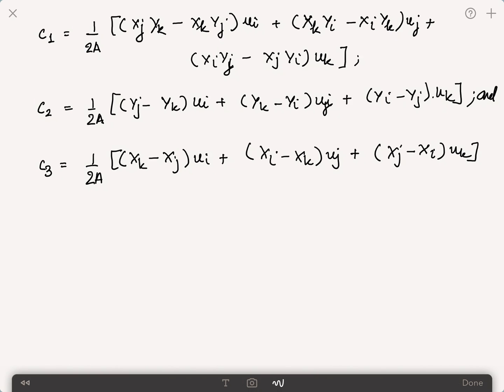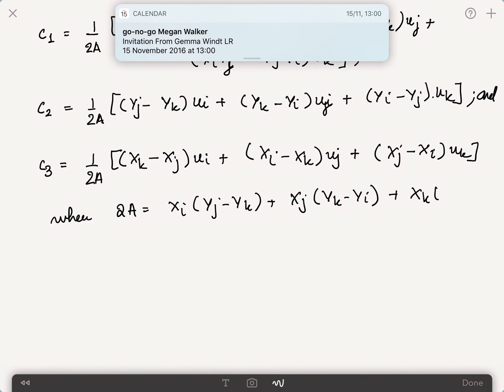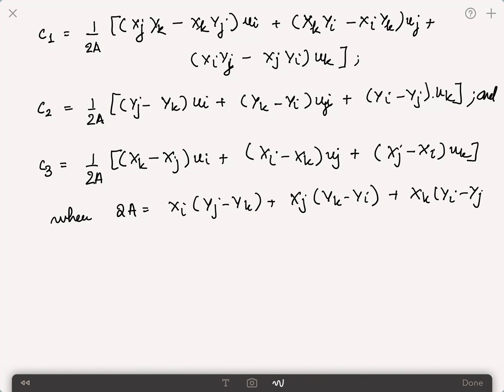So these are the 3 different constants that I was looking for in the first block, when I was solving for ui, uj, uk together. And here you can see that I've used 2a as a common denominator in all cases, where a is actually the area of the triangle. So 2a is equal to xi times (yj minus yk) plus xj times (yk minus yi) plus xk times (yi minus yj). So this is the relation of 2a, 2 times the area of the triangle. You can of course derive it yourself and you'll get the same result.